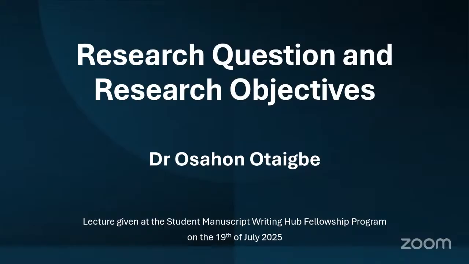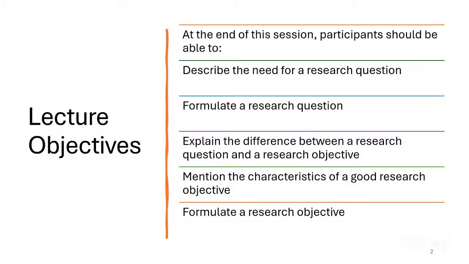So I'll be taking us on research question and research objectives. My objectives for this session: I want you to be able to know why a research question is important. You should be able to describe the need for a research question at the end of this session. You should be able to formulate a research question, explain the difference between a research question and the objectives, mention the characteristics of a good research objective, and you should also be able to formulate good research objectives.